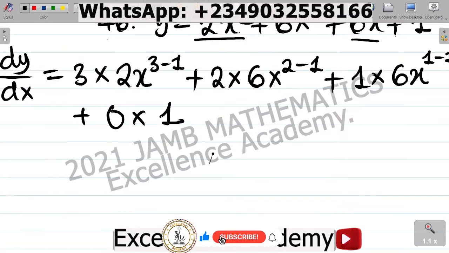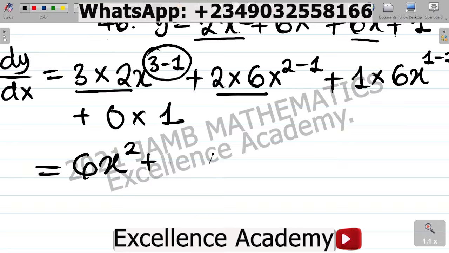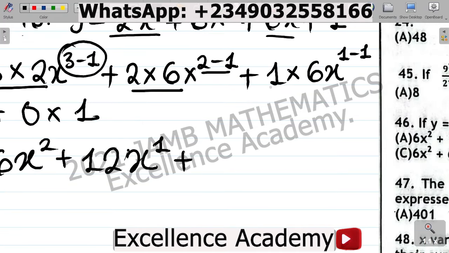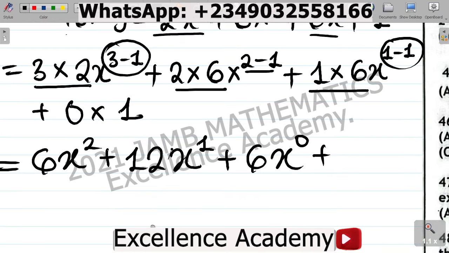Let's solve this. This is equal to 3 times 2 gives you 6. x to the power 3 minus 1 is 2. Plus 2 times 6 is 12. Then x to the power 2 minus 1 is 1. Plus 1 times 6 is 6. x to the power 1 minus 1 is 0. Plus 0 times 1 is 0.